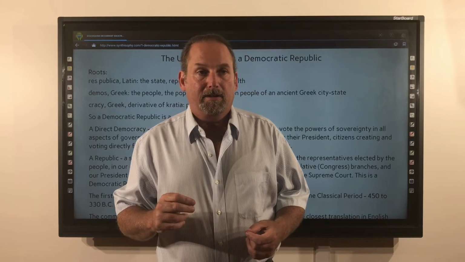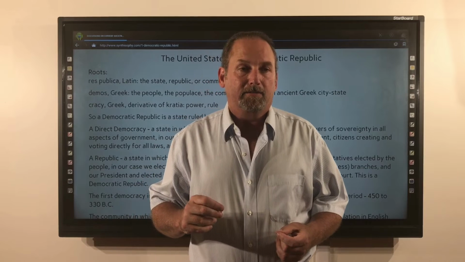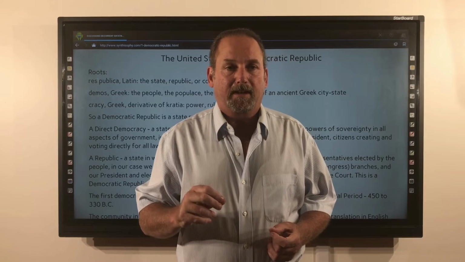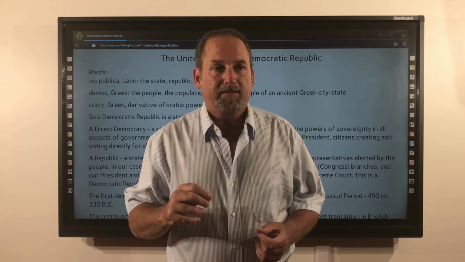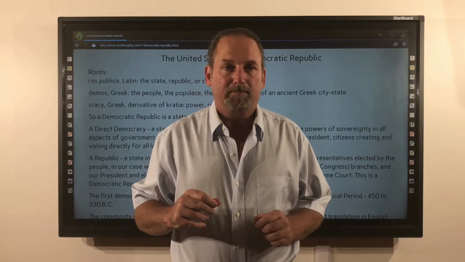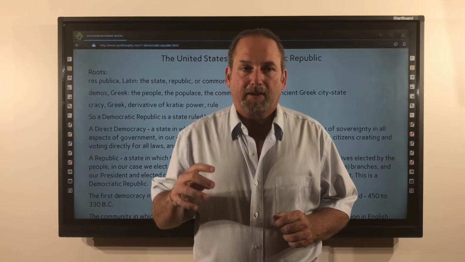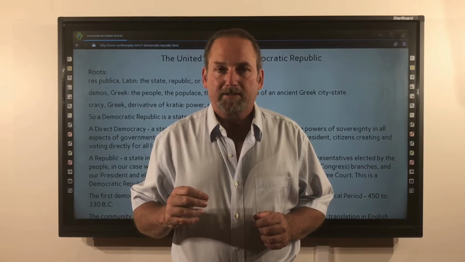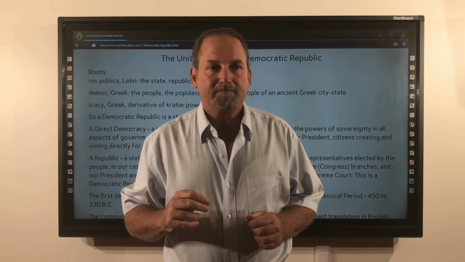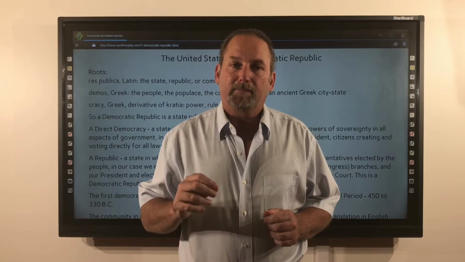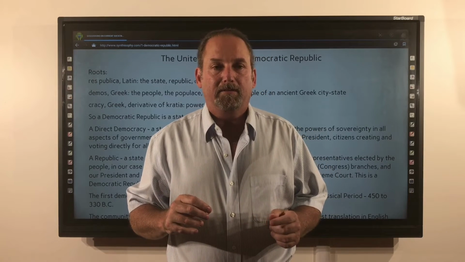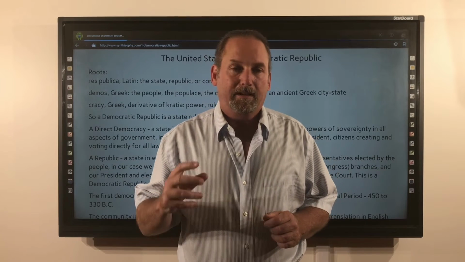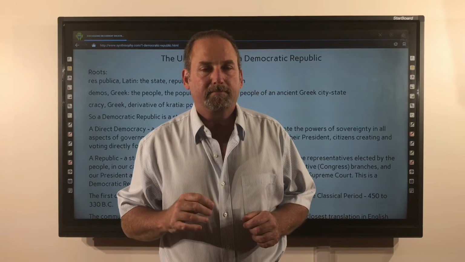The second version of democracy involves a republic. A republic is a state in which the exercise of the sovereign powers rests in the representatives elected by the people. In our case, at the federal level, we elect representatives into the presidential and legislative branches, legislative being Congress, and our president and elected representatives in Congress select members of the Supreme Court. This is the second kind of democracy, a democratic republic.